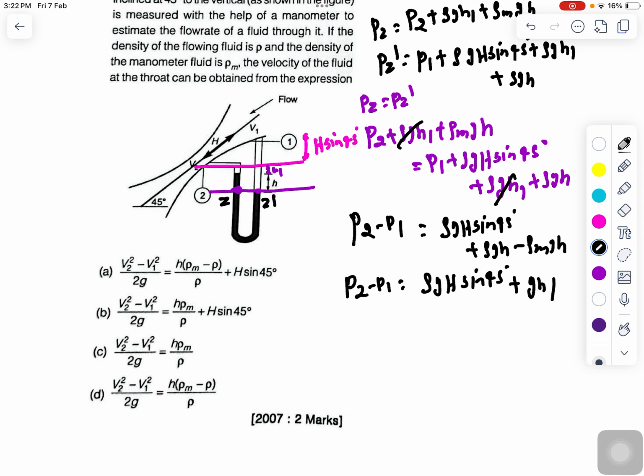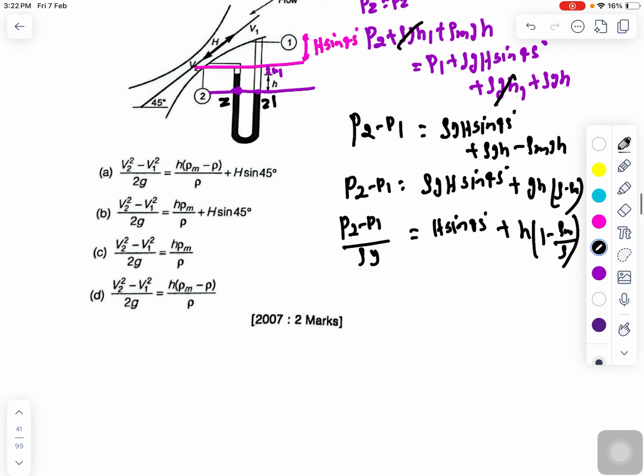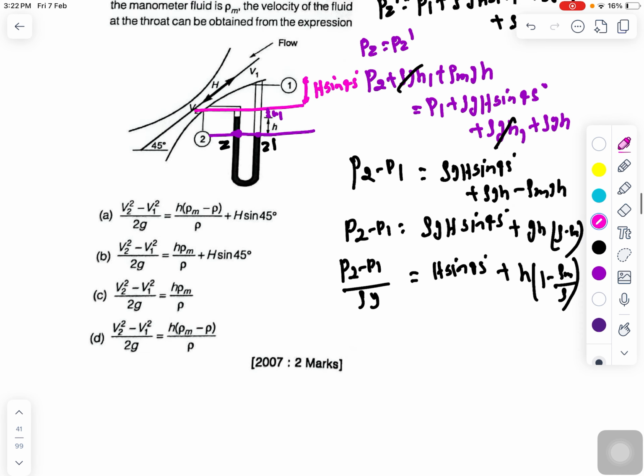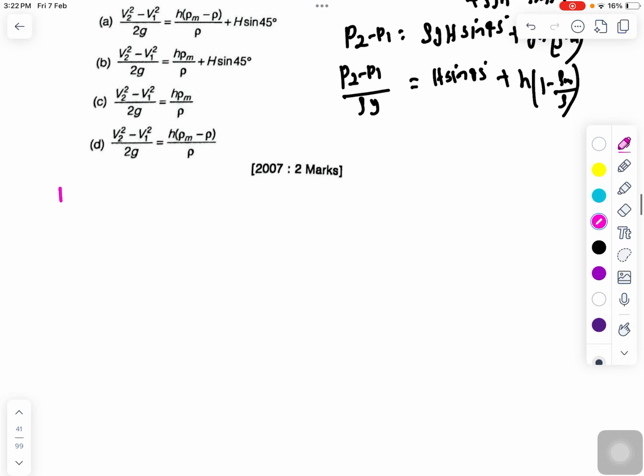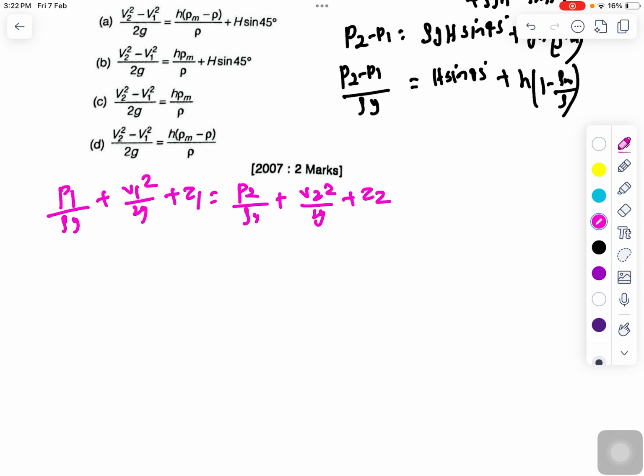Is that clear? So you can write P2 minus P1 divided by rho z is equal to h sine 45 degree plus h into 1 minus rho m divided by rho. Okay, great. And after that, if I apply Bernoulli's equation at points 1 and 2, I can write P1 by rho z plus V1 square by 2z plus Z1 is equal to P2 by rho z plus V2 square by 2z plus Z2, and obviously Z1 minus Z2 equals h sine 45 degree.